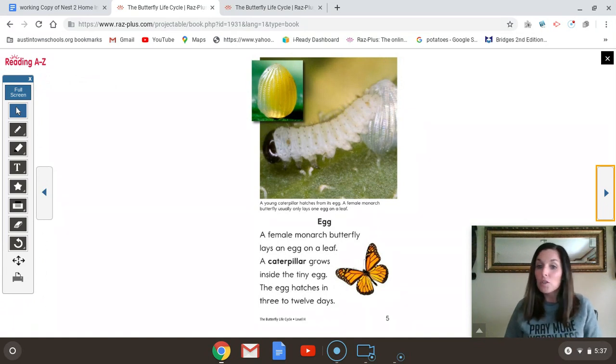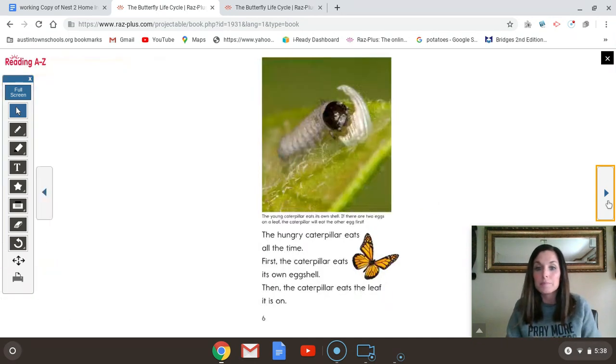A female, which is a girl, monarch butterfly, lays an egg on a leaf. A caterpillar grows inside the tiny egg. The egg hatches in 3 to 12 days. So they kind of zoomed in on the egg right here. And you can see the caterpillar here laying her egg. And it says underneath the caption, which are the words to describe the picture, a young caterpillar hatches from its egg. A female monarch butterfly usually only lays one egg on a leaf. Okay, it's usually just one at a time.